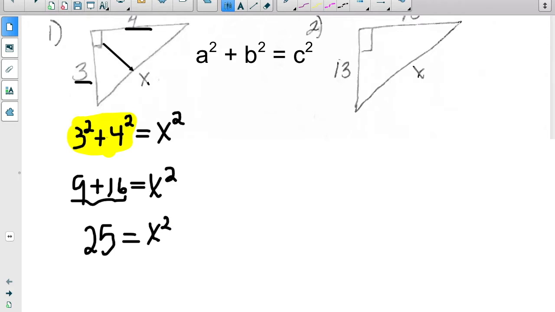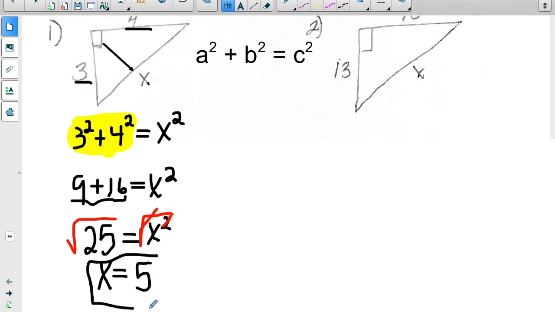Now we're almost done. We do need to reduce x squared to x, because we don't really want to know the value of x squared, we want to know the value of x. So we square root both sides, because the square root and square will cancel, leaving us with x by itself is equal to the square root of 25. Now, for us, the square root of 25 is 5. So our hypotenuse for problem number 1 would be 5.